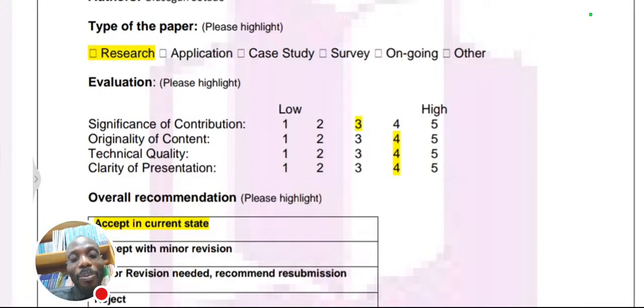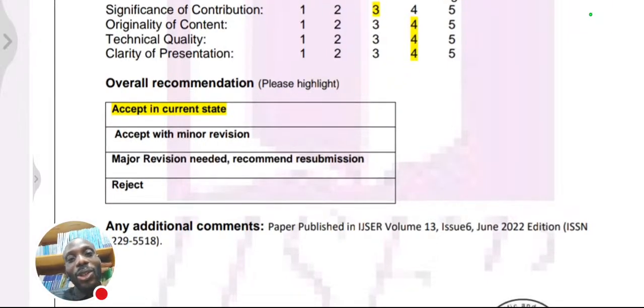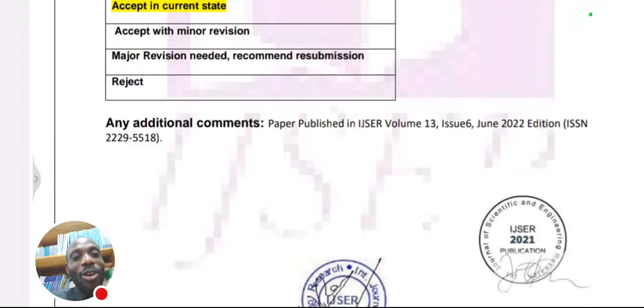You understand? So the significance of contribution, because it's a novel research publication, they had to make it 3. It's okay. Then originality of content, that is 4. Then technical quality, that too is 4. Clarity of presentation, 4. When you look at the overall recommendation section, you can see that accepting current state is highlighted. Now, additional comment, there you see that the paper was published in IJSER volume 13, issue 6, June 2022 edition.